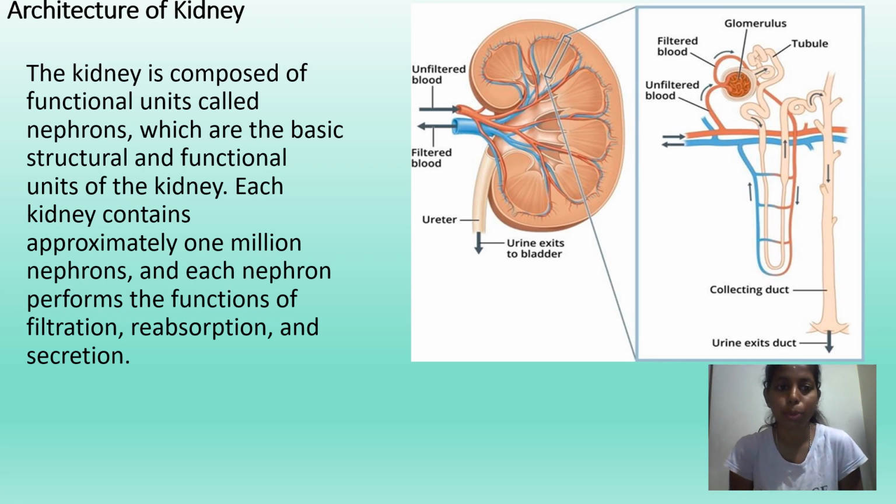The kidney is composed of functional units called nephrons, which are the basic structural and functional units of the kidney. The nephron plays the main role in the kidney. Each kidney contains approximately 1 million nephrons, and each nephron performs the functions of filtration, reabsorption, and secretion. This nephron is used for filtration and also for reabsorption and secretion.